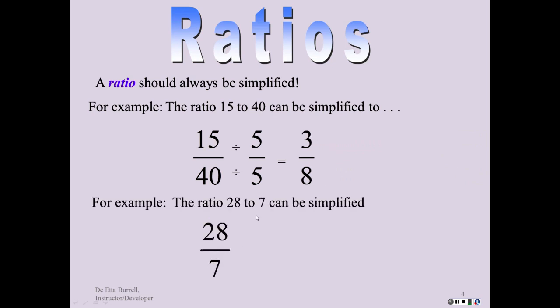Now, if I had the ratio of 28 to 7, how could I simplify that ratio? By what? By 7. And if I divide by 7, what's my ratio? 4 to 1. Now, 4 to 1 is the actual ratio. If I just put the number 4, that is not a comparison. You cannot say that the ratio is 4. You have to say the ratio is 4 to 1. You have to have something to compare.